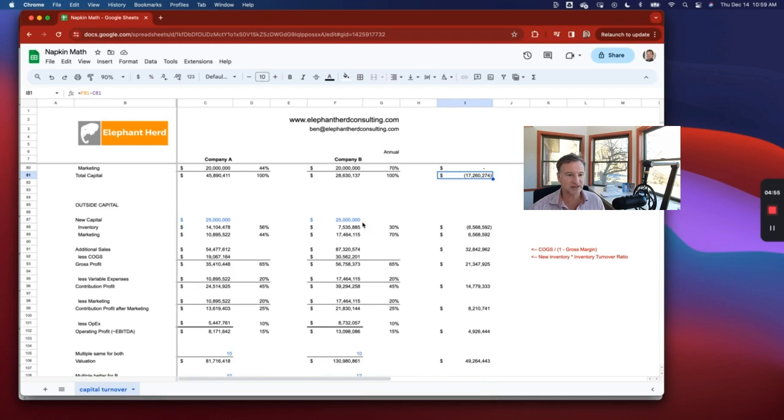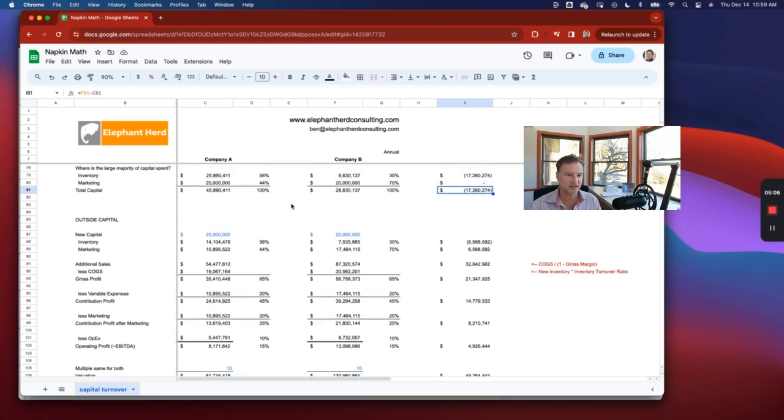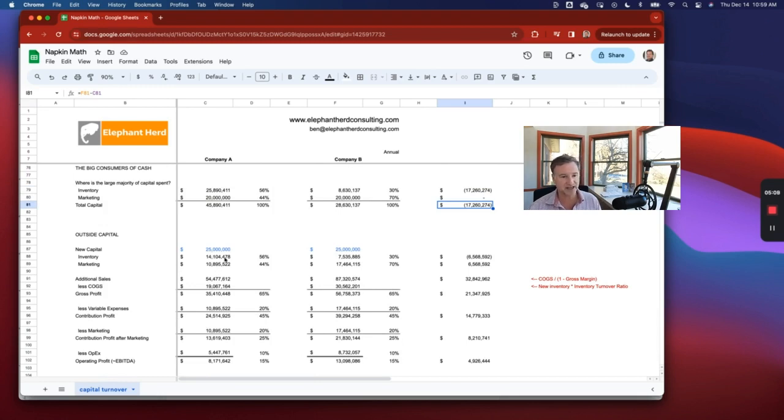So let's say an investor comes along and is interested in A and B, has $25 million to invest. Where does that money go? Well, let's look. In A's case, that $25 million has to go, a big chunk of it, 56%, to inventory, and about $11 million can go into marketing.